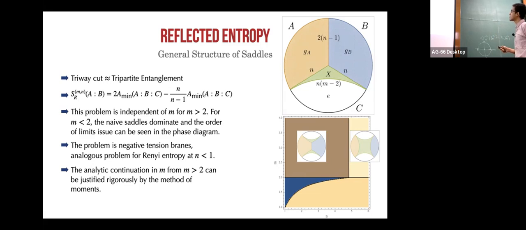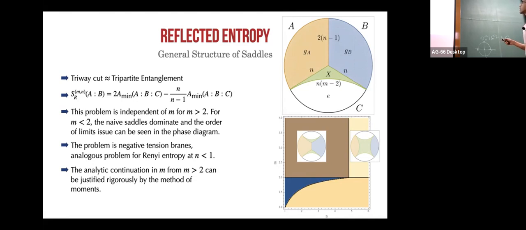The tensions in these branes are n times (m minus 2) for this brane that sits on the RT surface, 2 times (n minus 1) for the cross-section type surface, and n for these other surfaces which split X from GA and GB. So putting all of this together, you can compute the Mn reflected entropy to be equal to twice the area of this tri-way cut.